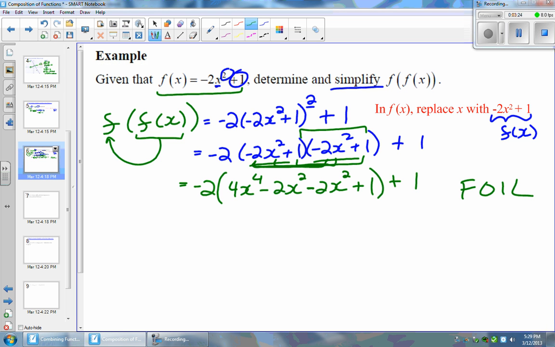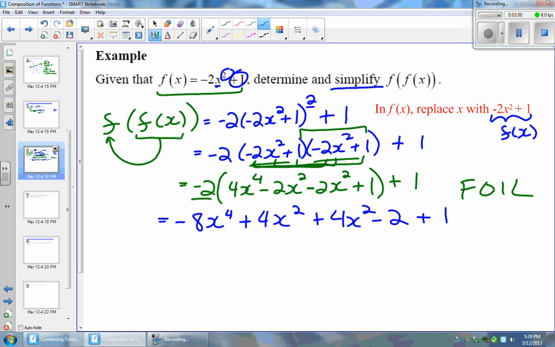So let's go ahead and distribute this negative 2 out here. So if I distribute that negative 2, what I'm going to end up getting here is negative 8x to the power of 4 plus 4x squared. Okay? Plus 4x squared again, and finally negative 2. All right, and we also have this plus 1.